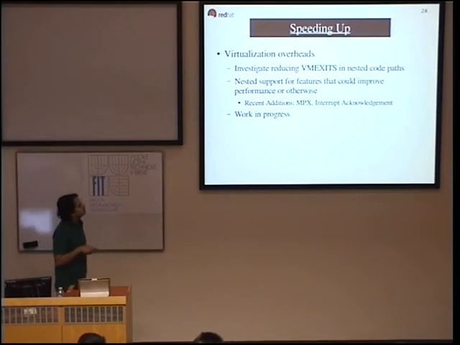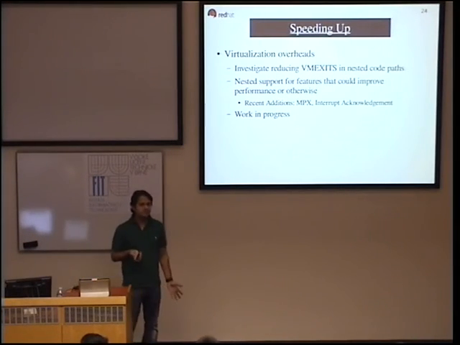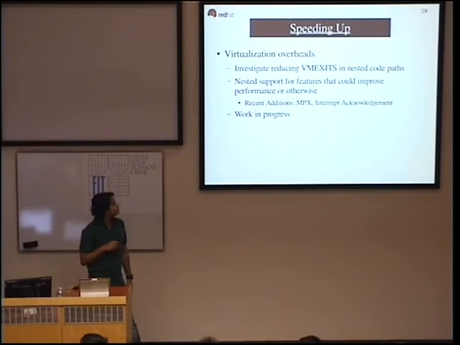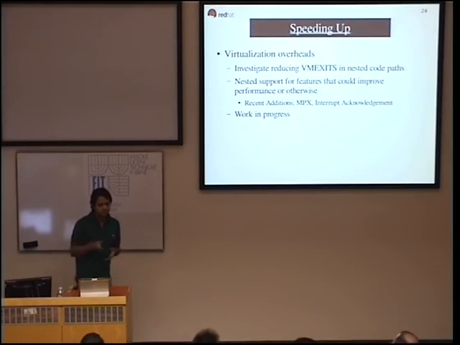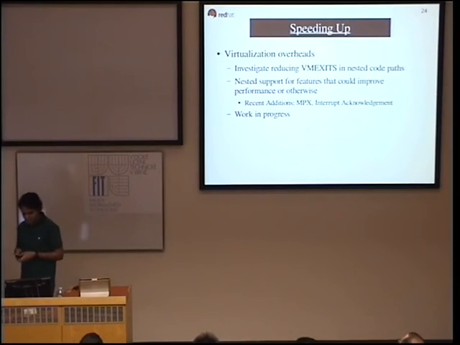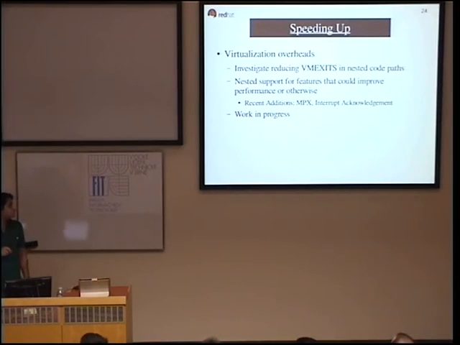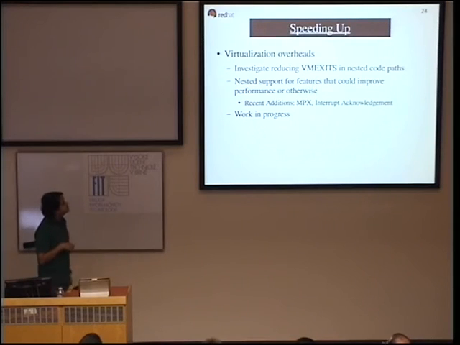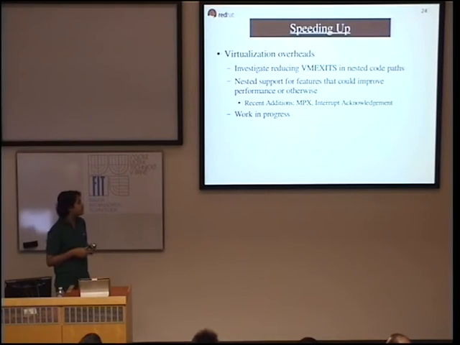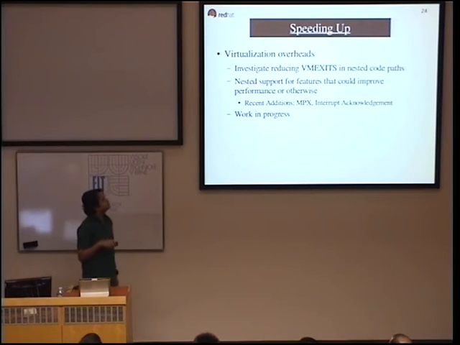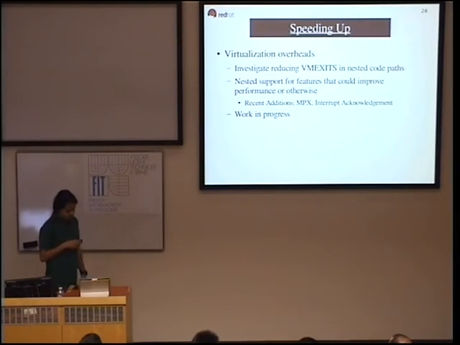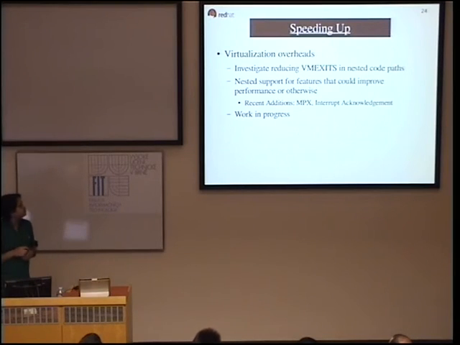And finally, as I said, VM exits are the main performance overhead. So anything that improves that, including adding support for newer features that are easy to just expose to the level 2 guest, like we had recent additions for MPX and interrupt acknowledgement. I think there could be some use cases where these kinds of things speed things up and improve performance.